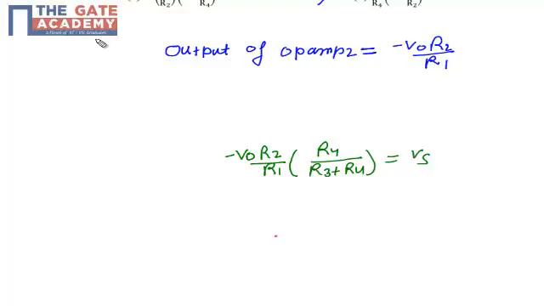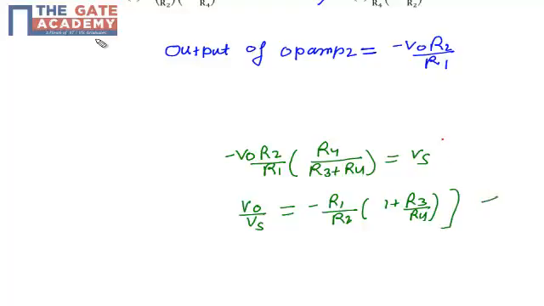Or in other words, my V0 by Vs will be equal to minus R1 upon R2 times 1 plus R3 by R4. This will be my voltage gain, V0 by Vs.